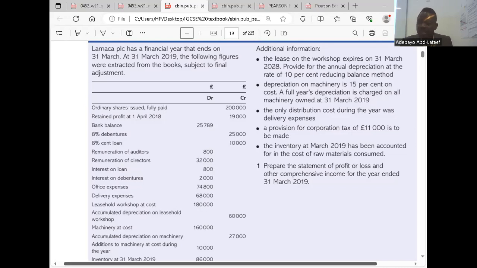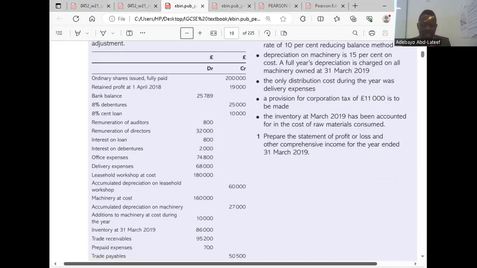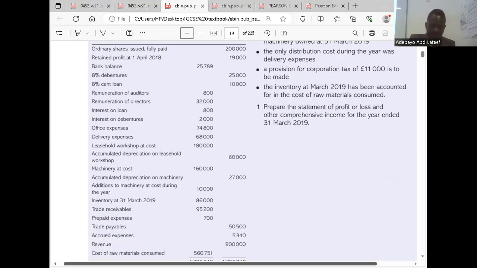Loan is a non-current liability, so it's not going to be part of our expenses. Remuneration for auditors is an expense. It's going to be part of our statement of profit or loss. Remuneration of directors is an expense. It's going to be part of our statement of profit or loss. Interest on loan, you are paying interest on loan, it's going to be part of our expenses. Interest on debentures, which is also another loan, a long-term loan, is going to be part of our expenses. Office expenses is an expense. Delivery expenses is an expense.